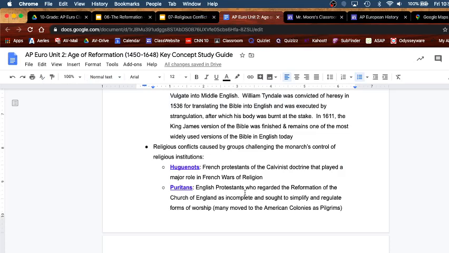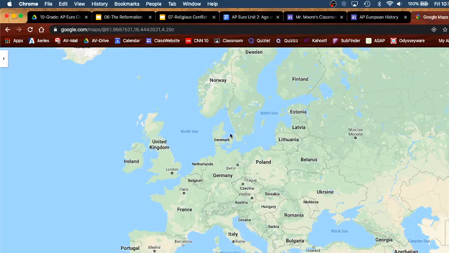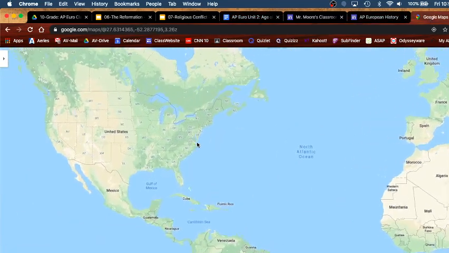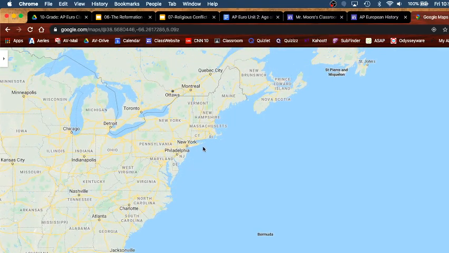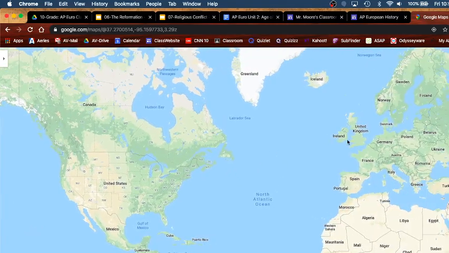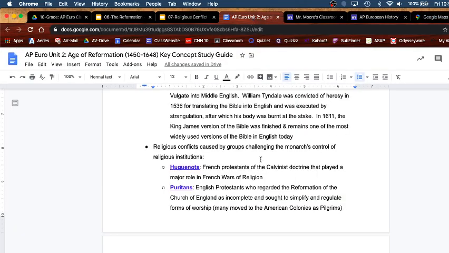Puritans were English Protestants who regarded the Reformation of the Church of England as incomplete and sought to simplify and regulate forms of worship. Many moved to the American colonies as pilgrims. So when we're talking about American history, when you take a U.S. history class, you talk about pilgrims showing up, right? And most of these pilgrims are Puritans, people from England who are Anglican, right? But they wanted to purify the church of any old Catholic roots. And so they come over, they're very Christian minded, but of the Protestant version.